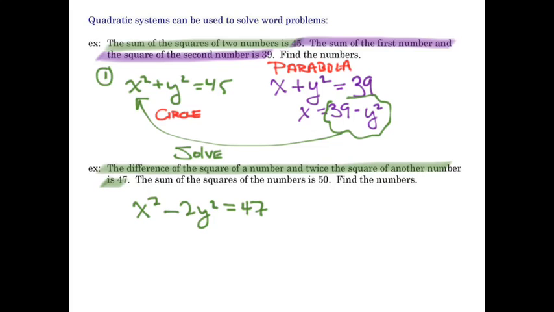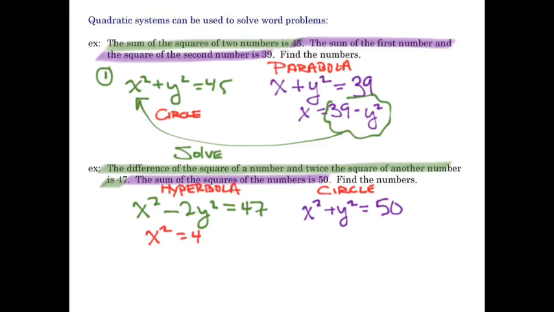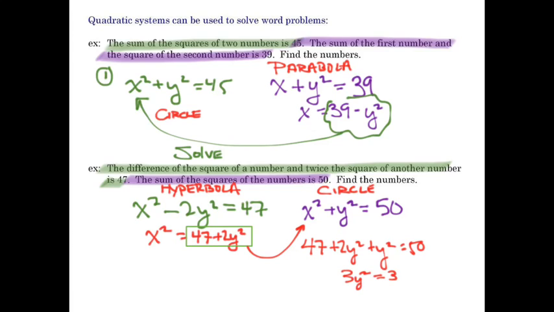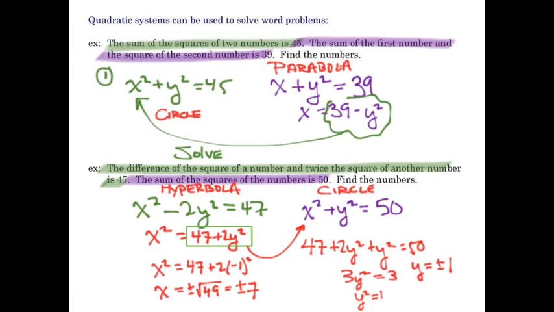The difference of the squares is 47. Again, that's going to be a hyperbola, and then the sum is 50. That's going to be a circle, and then again, I can solve by substitution and go from there. And hopefully that's not too overwhelming algebraically to try to get your numbers to work. Once you get a y value, you can get an x value. Don't forget your plus or minus on those as you're looking for more than one solution, and you get your values there. So you'd have four sets of solutions, four coordinates, right, as you move forward. So positive 1, positive 7; positive 1, negative 7; negative 1, positive 7; negative 1, negative 7.